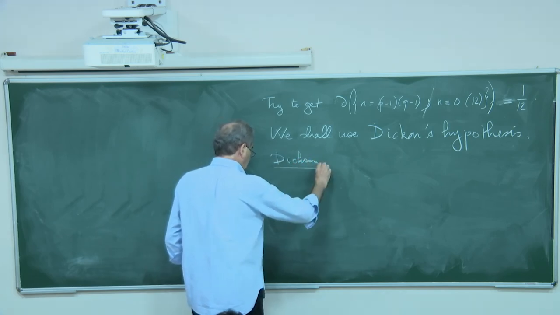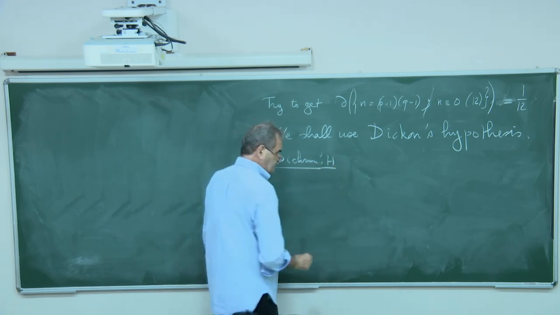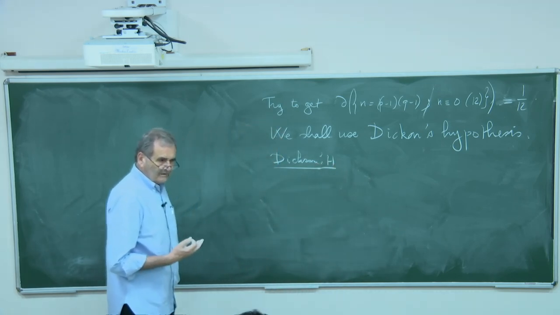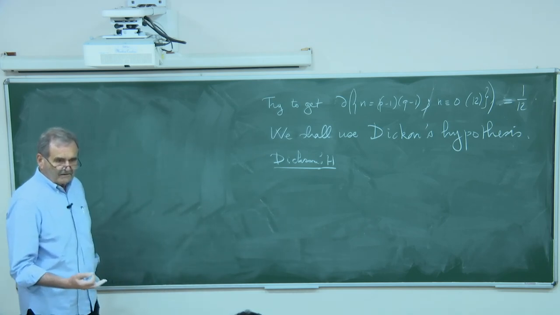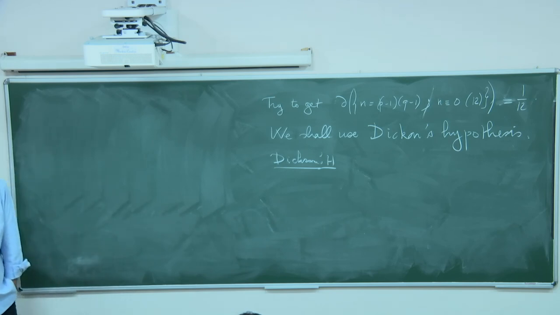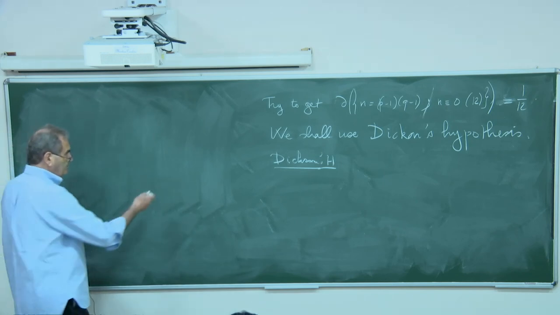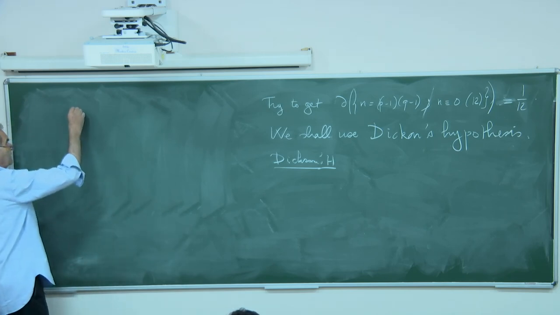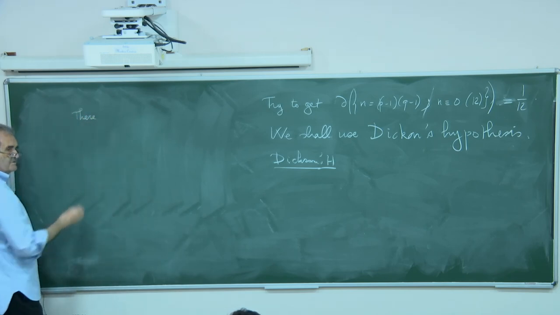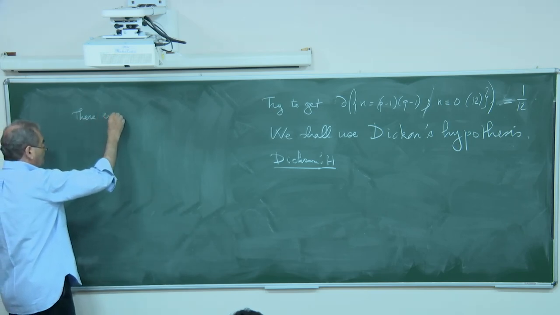Dixon's hypothesis, the following. What Dixon says is that if you take several linear forms, then except if it is trivially false, all of them can be made prime at the same time. So for example, an example of Dixon's hypothesis is the following, that there exist infinitely many Germain primes, Sophie Germain primes, which is the following.